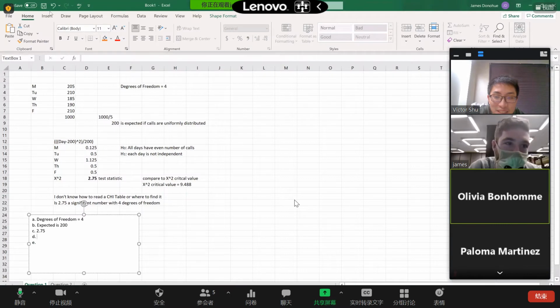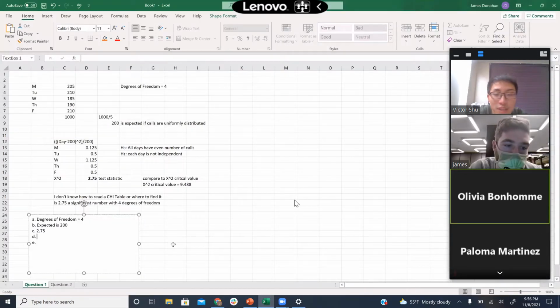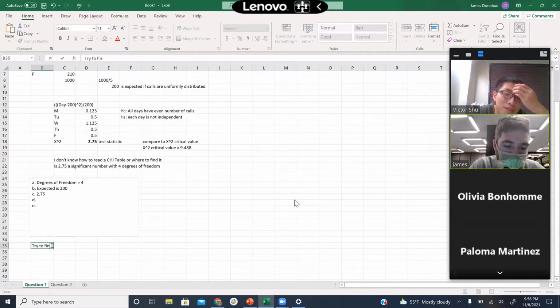I would say first you should absolutely write down all of this kind of analysis. But if you can get a more precise p-value, that would be better. But I'm not sure how to find that.